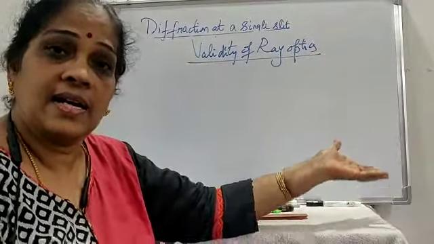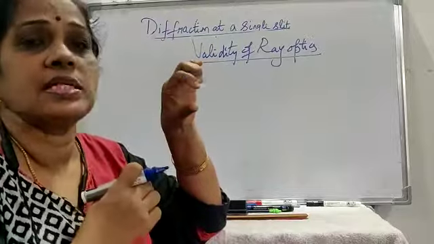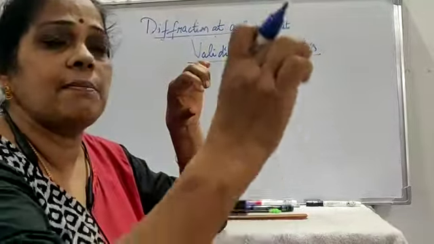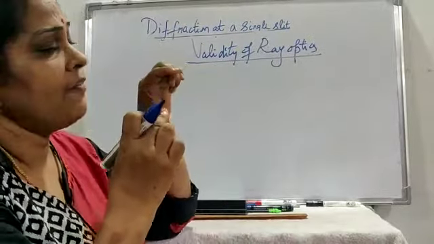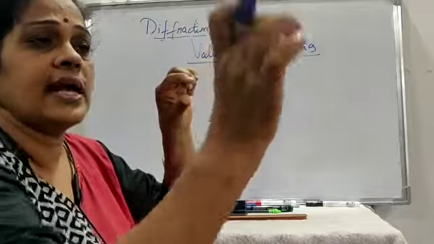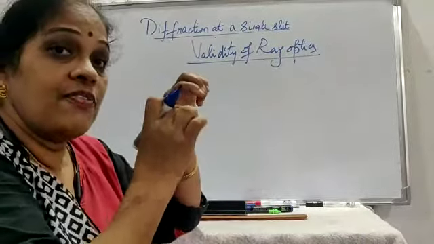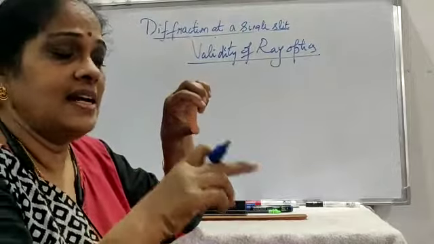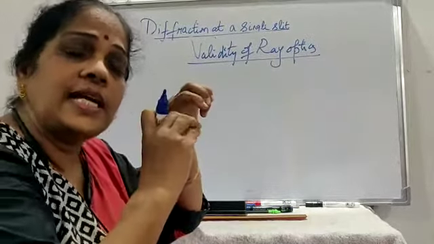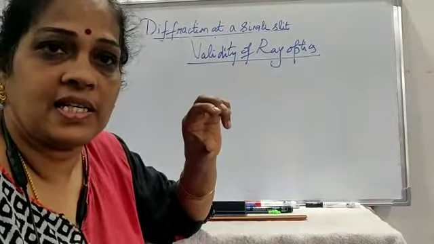Both can occur. Suppose light is passing through a circular slit. If ray optics is valid, then you get a bright circular spot. If you have a linear slit and light passes through, you get a linear spot on the screen. But if wave optics is valid, light will bend across the edges of the circular slit or the linear slit, whatever it may be, and you get a diffraction pattern.